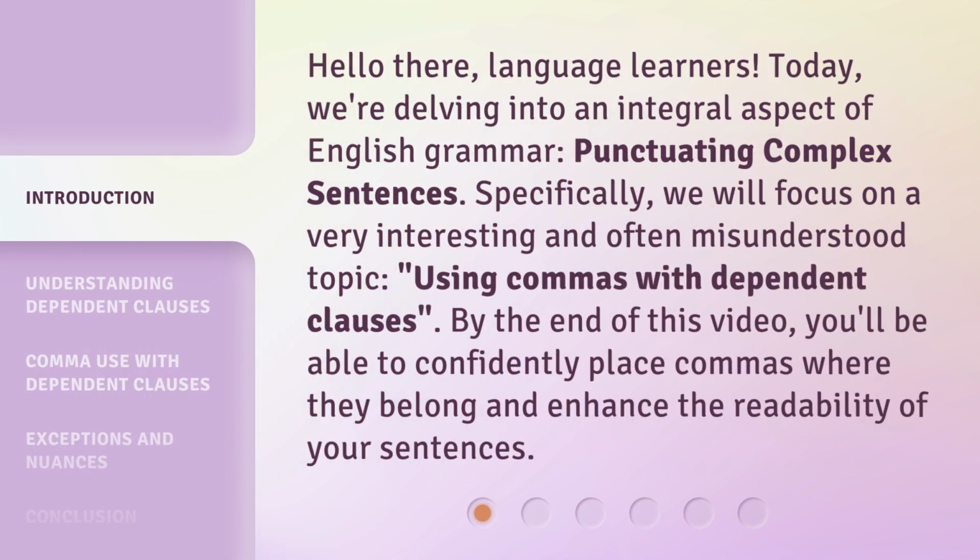Hello there, language learners. Today, we're delving into an integral aspect of English grammar: punctuating complex sentences. Specifically, we will focus on a very interesting and often misunderstood topic: using commas with dependent clauses. By the end of this video, you'll be able to confidently place commas where they belong and enhance the readability of your sentences.